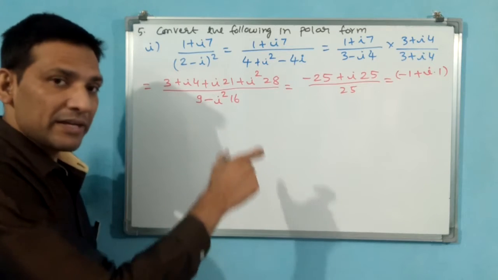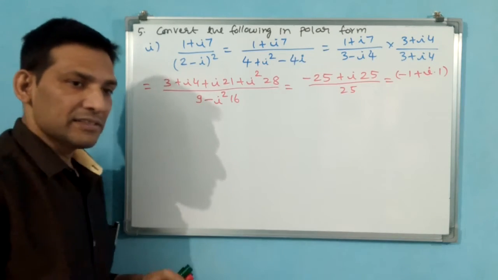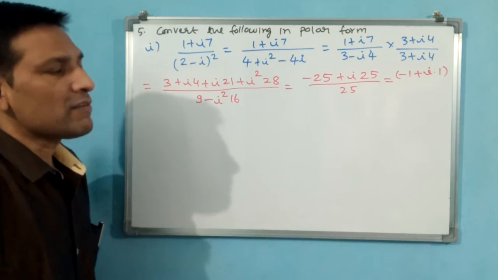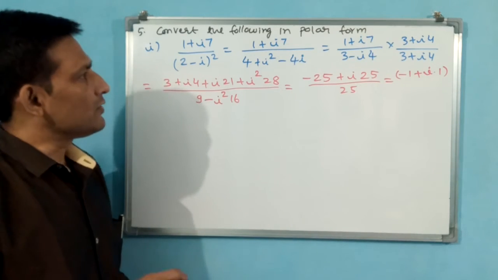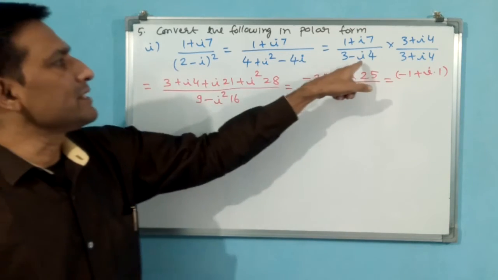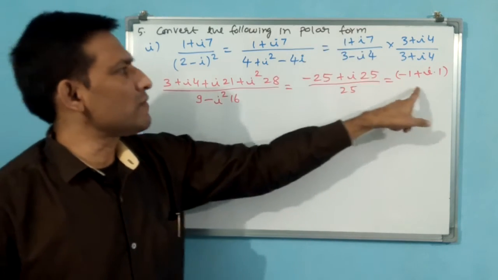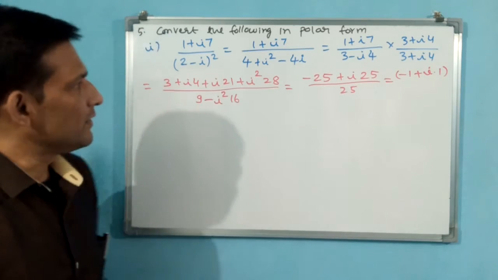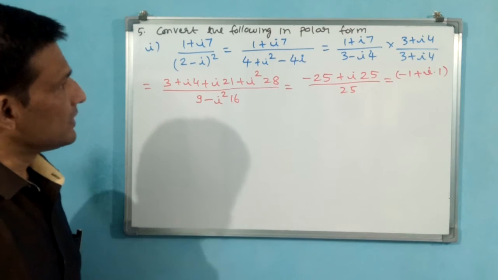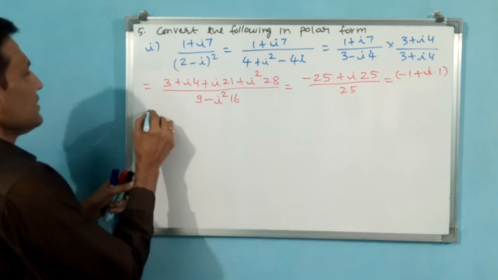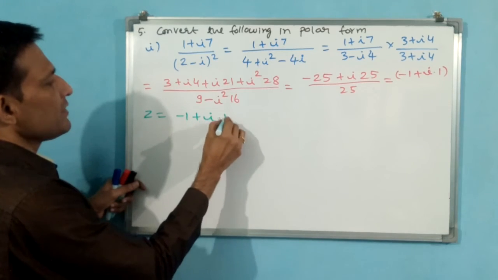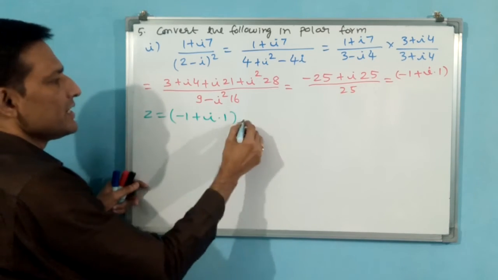Why? Because you have to compare z sin theta, z cos theta, modulus z sin theta, r cos theta. That is why you always keep in mind i means i into 1 like that. Now you see the square has become one single number, two numbers have become one number finally. Now you write z is equal to minus 1 plus i into 1. This will be z.